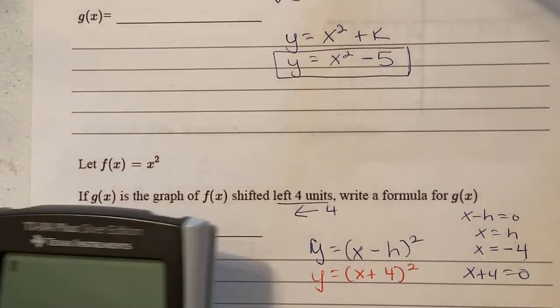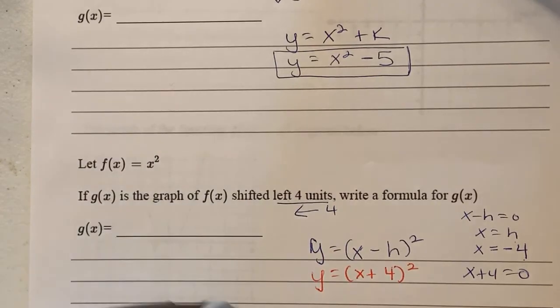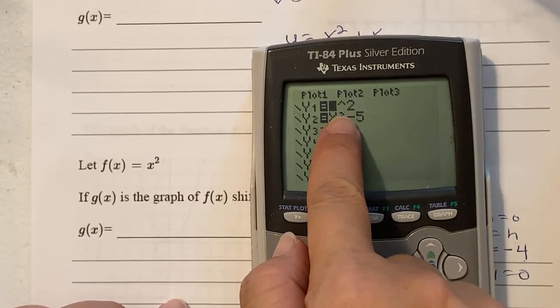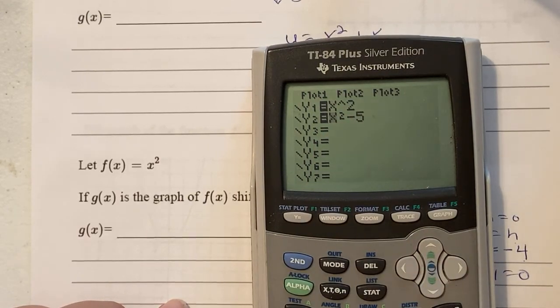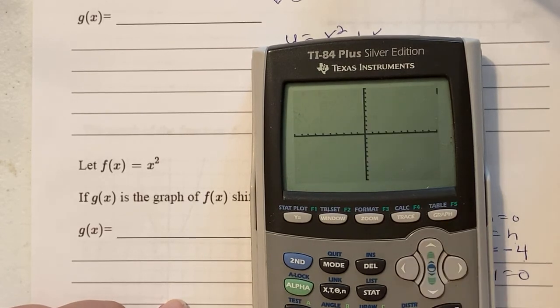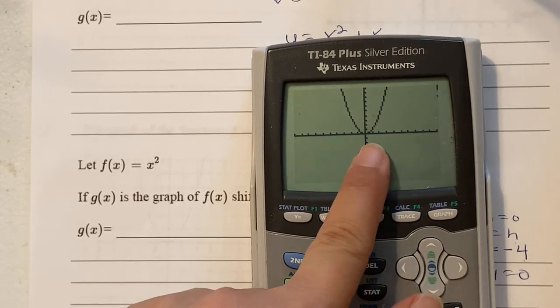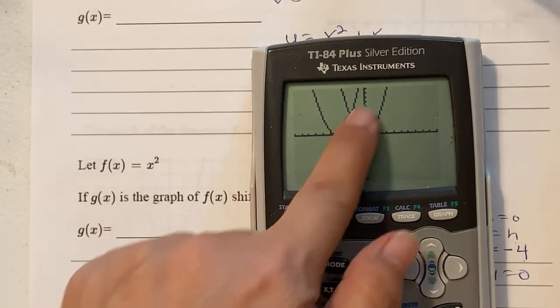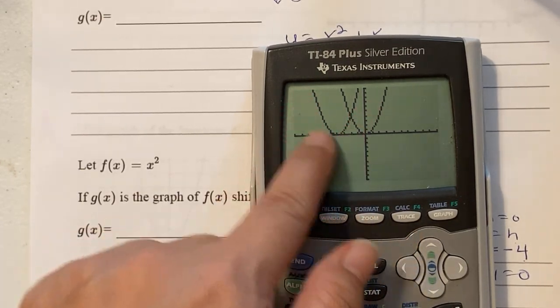So we're going to put that into the graph again. Go to the y equals key. We already have the parent function of x squared, so just arrow down and hit clear for that one. Go parentheses, x, plus 4, close it, square it. Hit enter and then graph. Our parent function is here at the origin, and it's shifted to the left 4 units, just as we said.